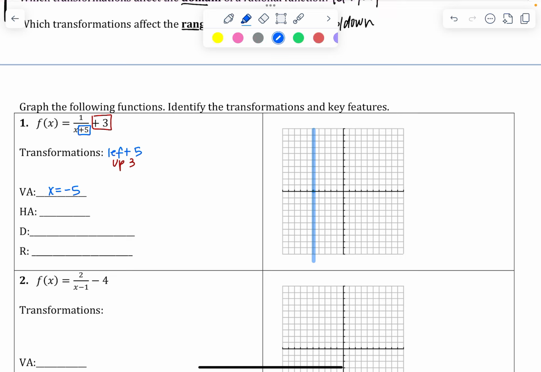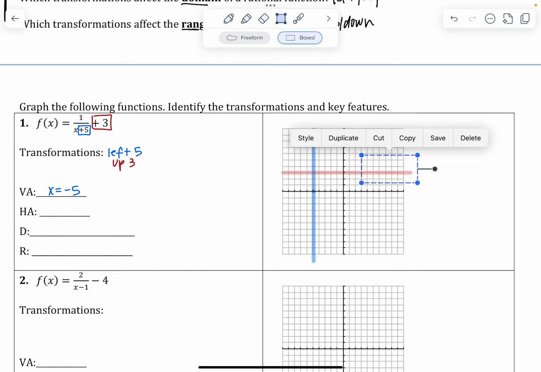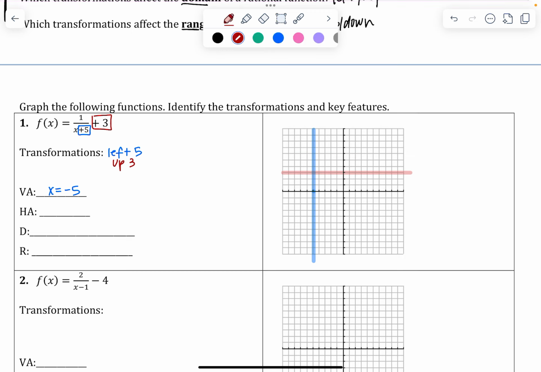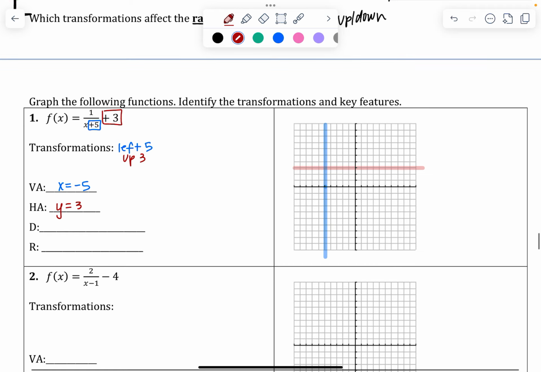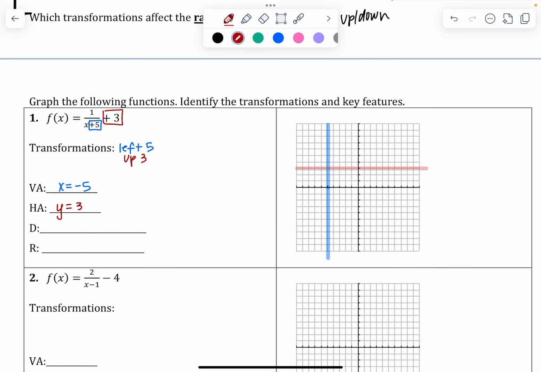And then the up 3 is what's going to move our horizontal asymptote. Usually it's sitting at y equals 0, but if we move it up, it's going to move to the y equals 3 line. Okay, and so our domain is just going to skip over the -5, and so we can write -infinity to -5, union -5 to infinity using parentheses, and then our range is going to have to skip over the 3.